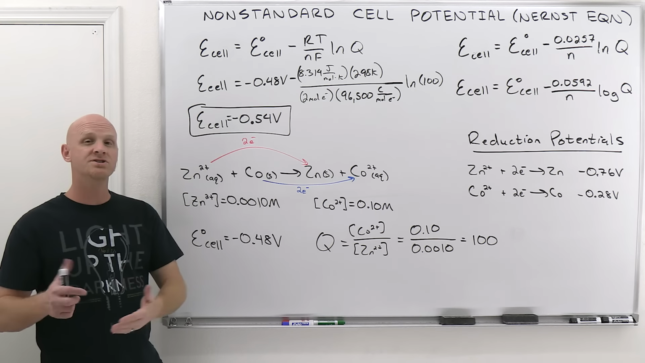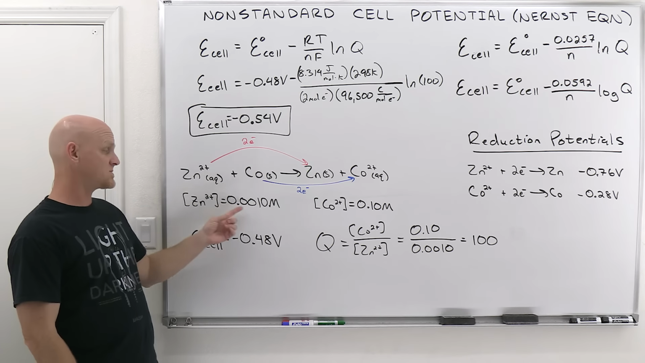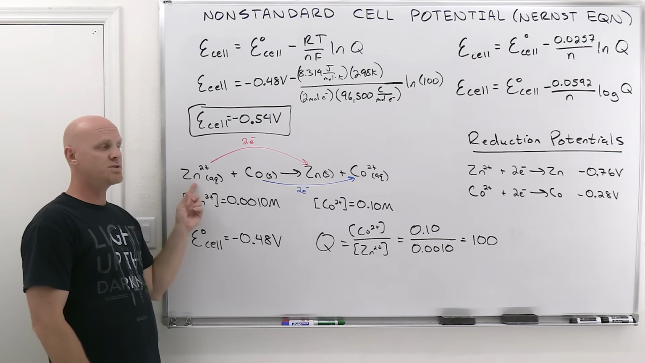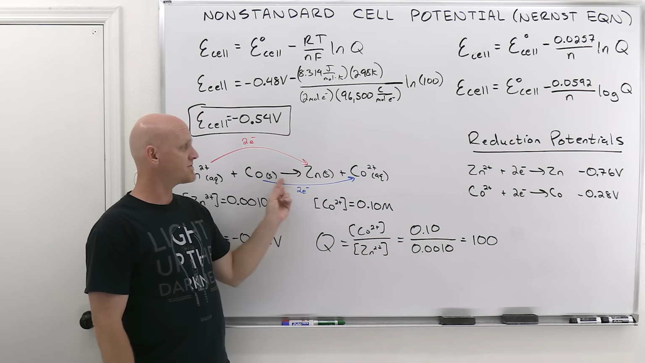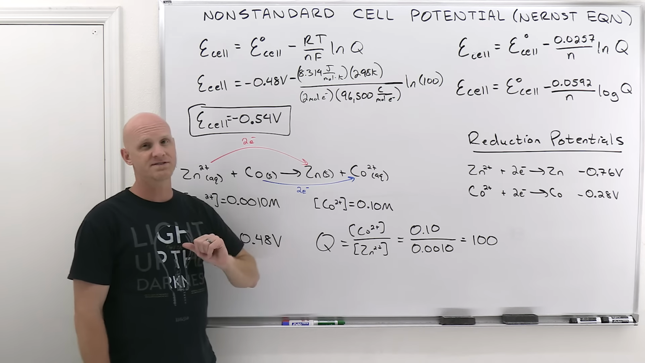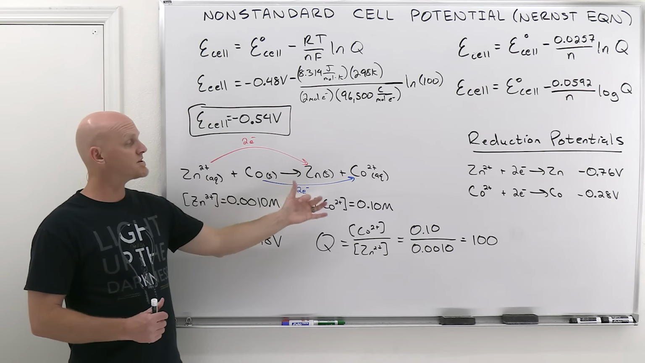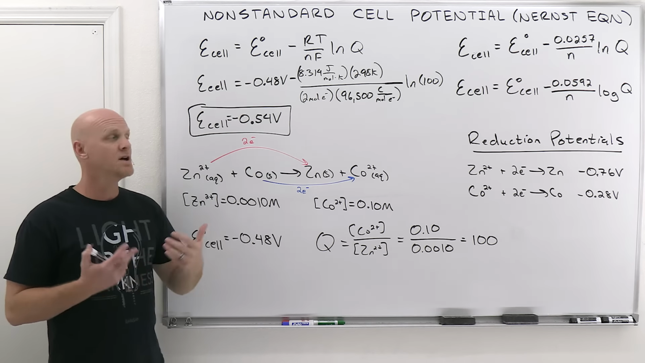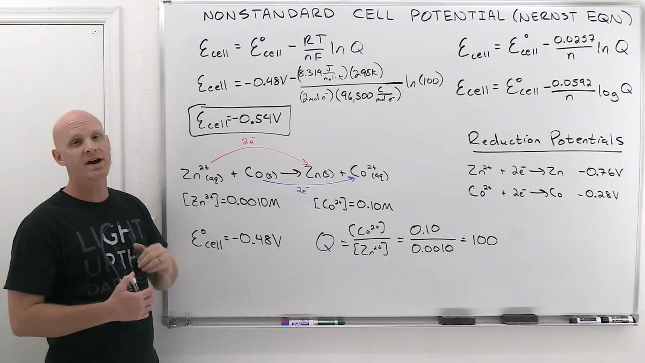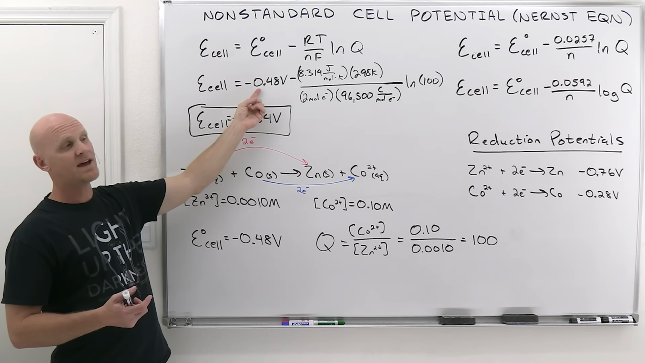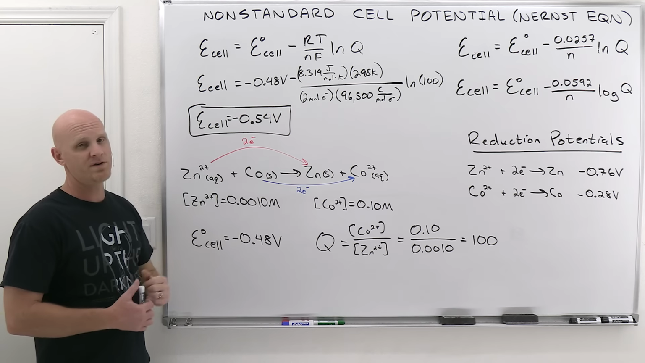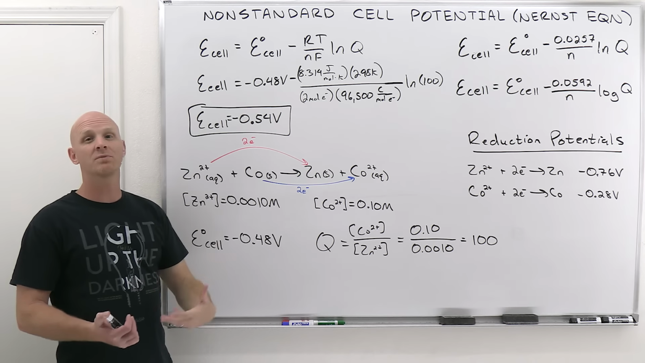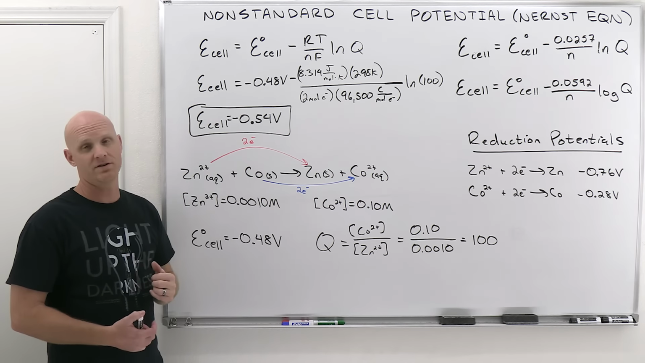Just a reminder that coefficients show up as exponents. But in this case, this one's so much lower that the shift left caused by the zinc 2+ being lower is more significant than the shift right from cobalt 2+ being lower than standard conditions. So overall, we should have expected this is shifted to the left relative to standard conditions, which means that E cell should be even more negative or less positive than the standard value of negative 0.48 volts. So we might have qualitatively expected this answer to come out even more negative than the standard value.